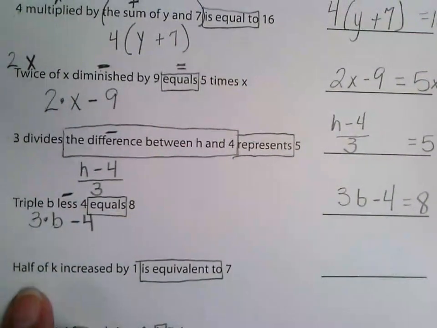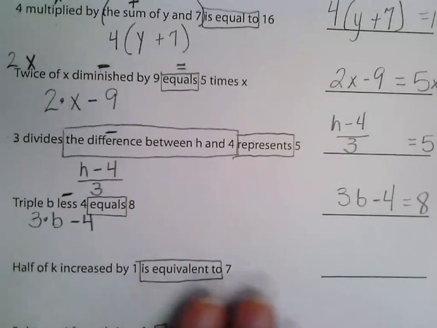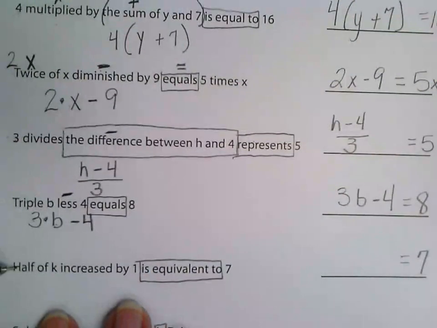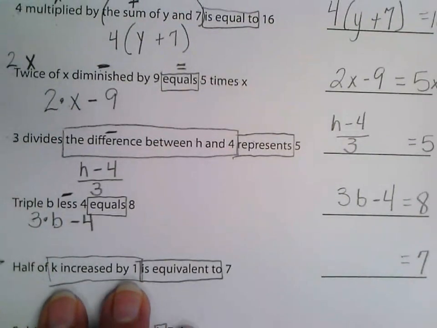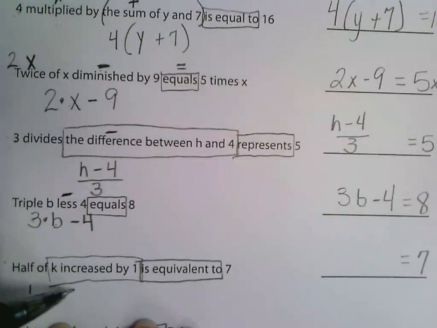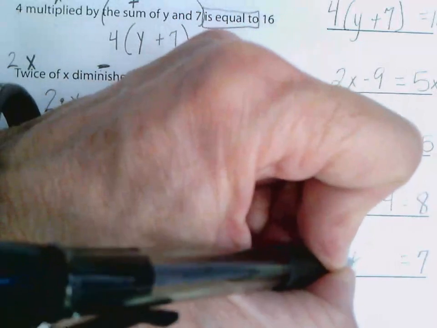Number 9, half of k increased by 1 is equivalent to 7. So it equals 7, and half of this amount. So I'm going to take this and multiply it by 1/2. So 1/2 times k plus 1.